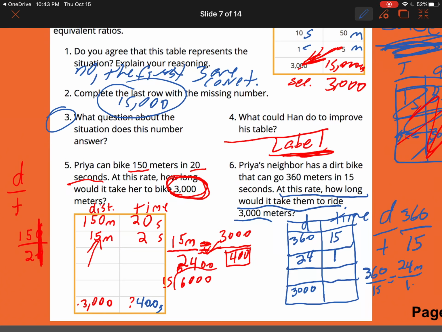But Miss Nishikawa, how did you know to divide that? So we have distance over time, right? Our distance of 3,000 over what we don't know needs to be the same as 24 over 1. So you cross multiply 3,000 times 1. Divide that by 24. And you get 125 seconds.